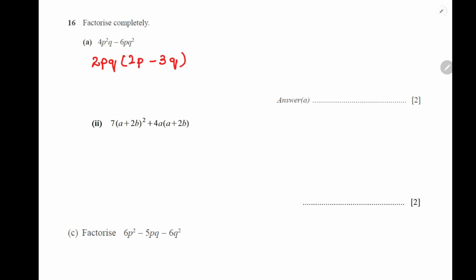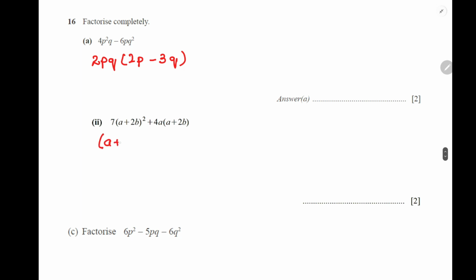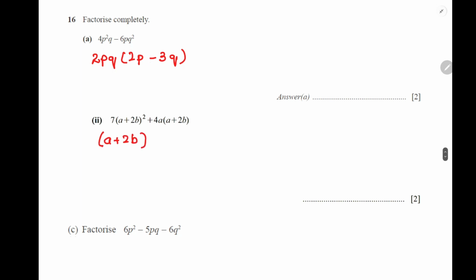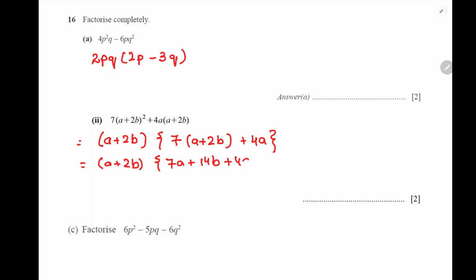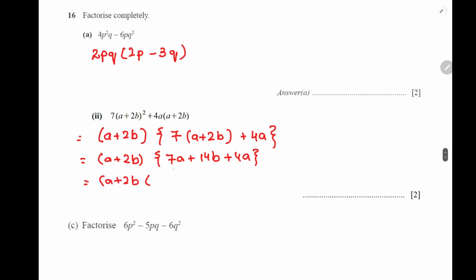For the second part, I can take a plus 2b common. So here it would be 7(a + 2b) + 4(a + 2b), which is 7a + 14b + 4a + 8b. Then 7a plus 4a would be 11a plus 14. This would be my answer.